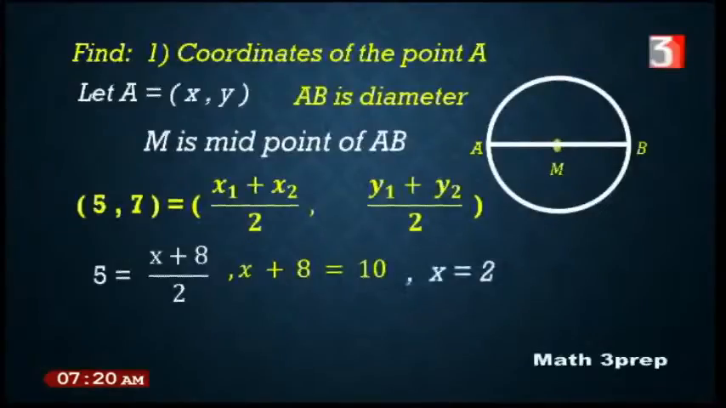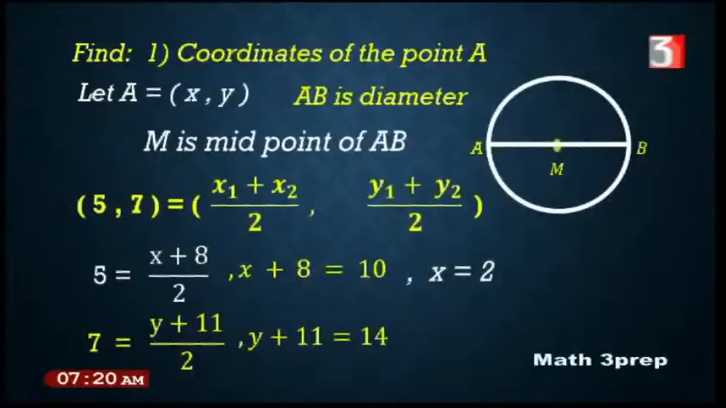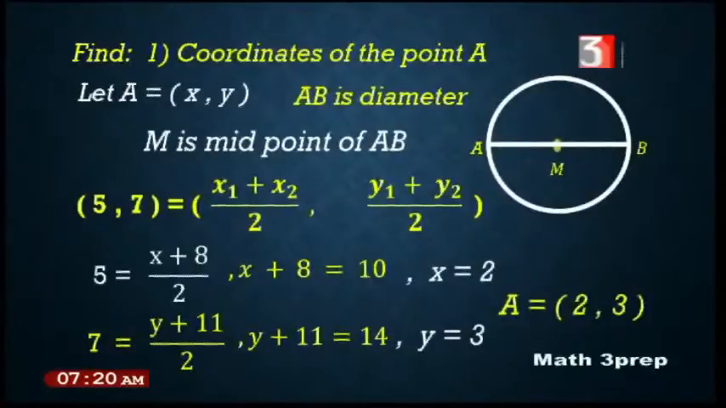What about the y coordinates? They are equal. So we can say that 7 equals y plus 11 over 2. By cross multiplication, y plus 11 equals 14. And in this case, we can say that y equals 3. Now we can find the coordinates of the point A. A will be the coordinates (2, 3), which is the first requirement.